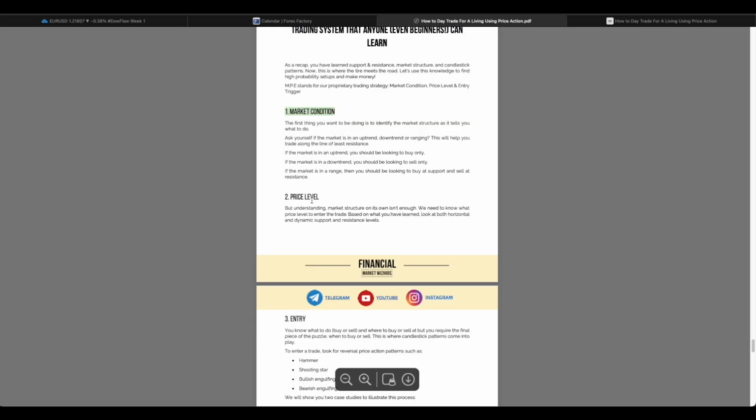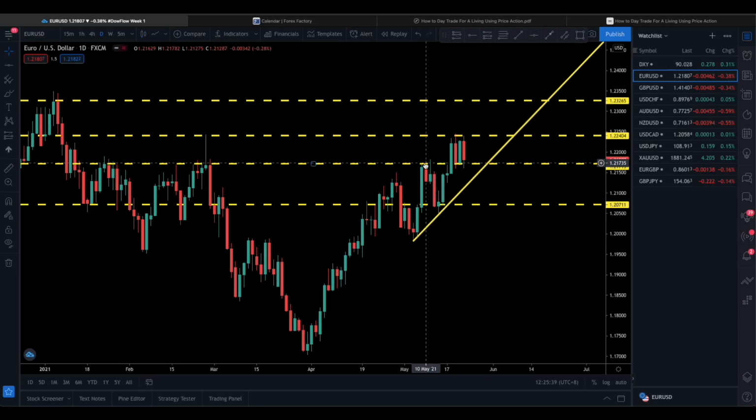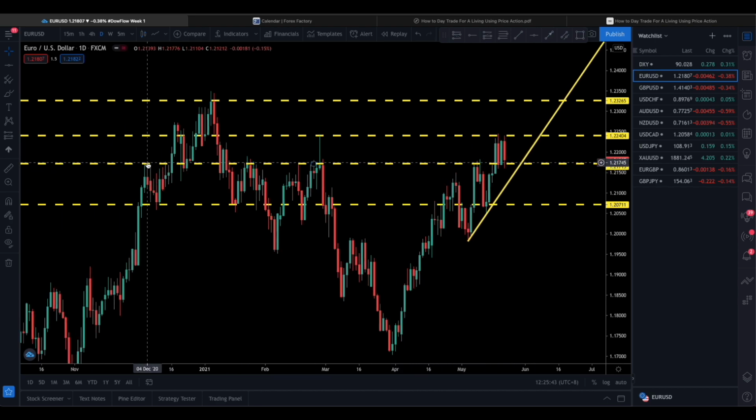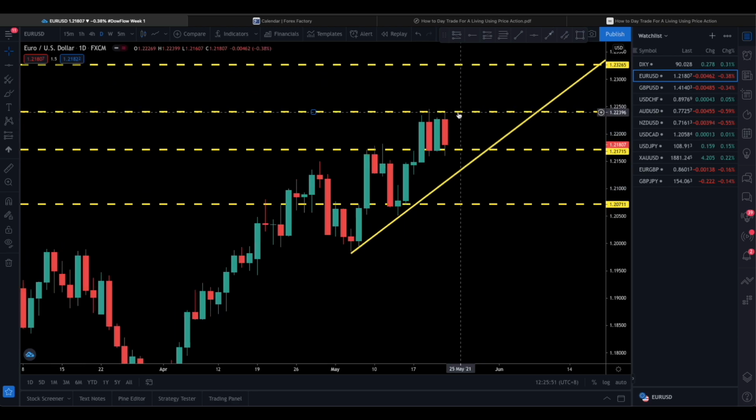Because after M we have P for price level. We want to look for a good price level to buy. So if we go back to the charts right here, you can see that this is a recent high and this is acting as support. If you were to scroll back, you can see that this is high, this is high, high, high. So this is a very strong level. Okay, but one thing to note is that the resistance is very close.